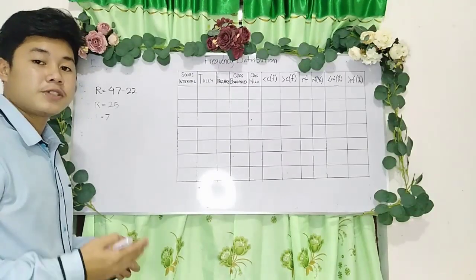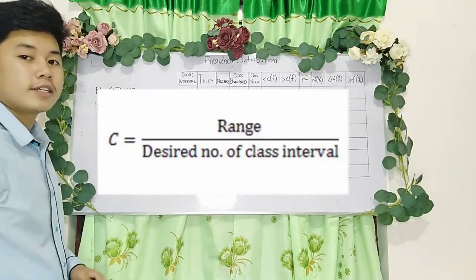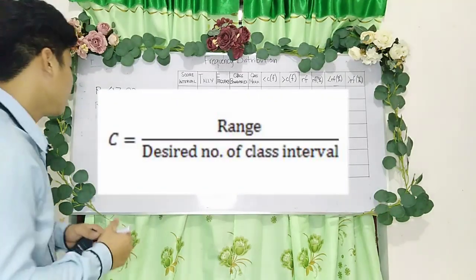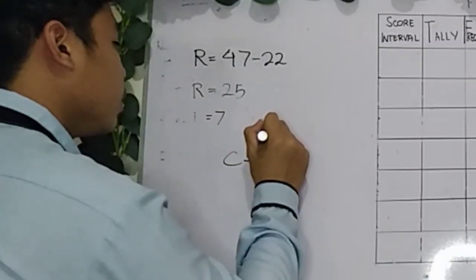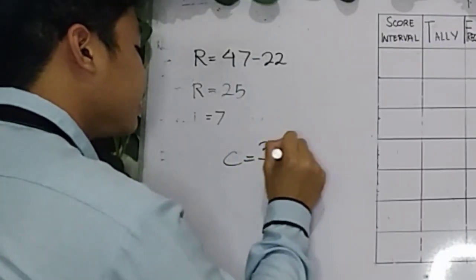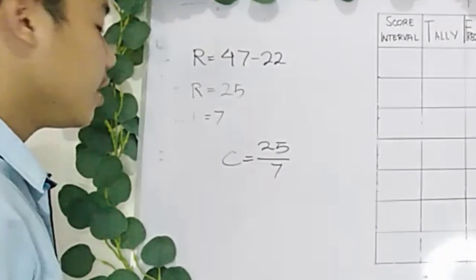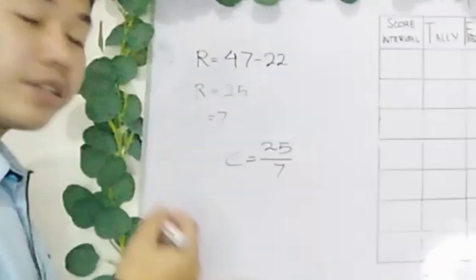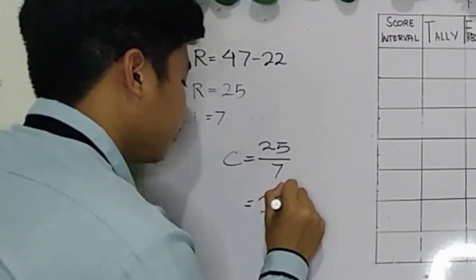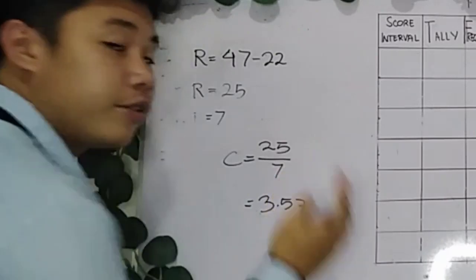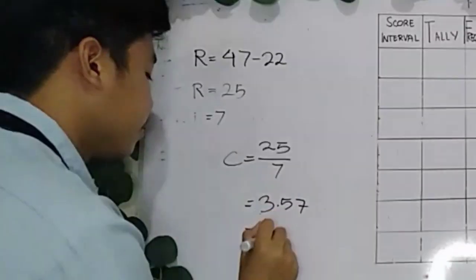The next step is to determine our class size. So here is our formula. To determine our class size, we need to find C is equal to 25 over 7. So 25 over 7 is equal to 3.57. Round up to the nearest whole number, so 4.